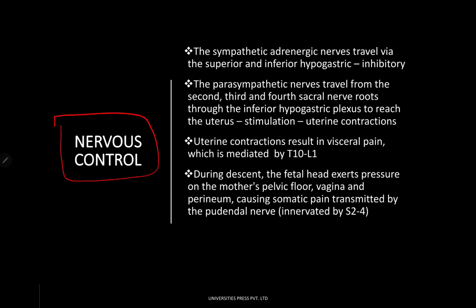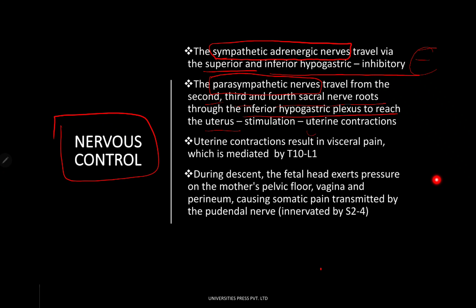So how is the nervous control during the process of labor? The sympathetic adrenergic nerves travel via the superior and inferior hypogastric nerves, and they show an inhibitory effect. Whereas the parasympathetic nerves travel from the second, third, fourth sacral nerve roots through the inferior hypogastric nerve to reach the uterus, and therefore lead to uterine contractions. Uterine contractions result in visceral pain, which is mediated by T10, not important. So just remember sympathetic adrenergic fibers.